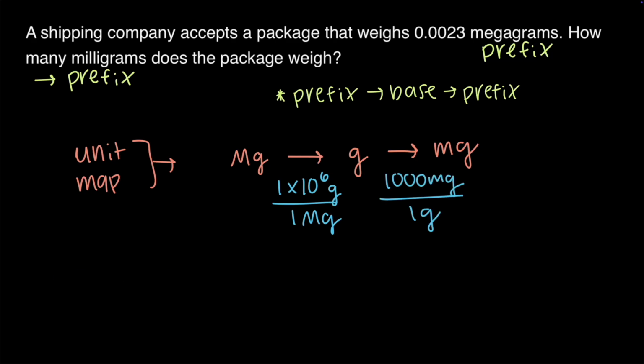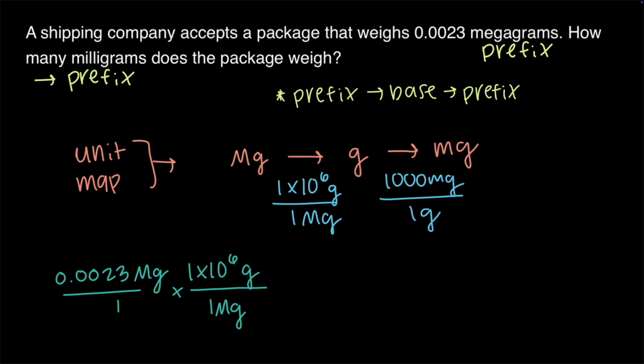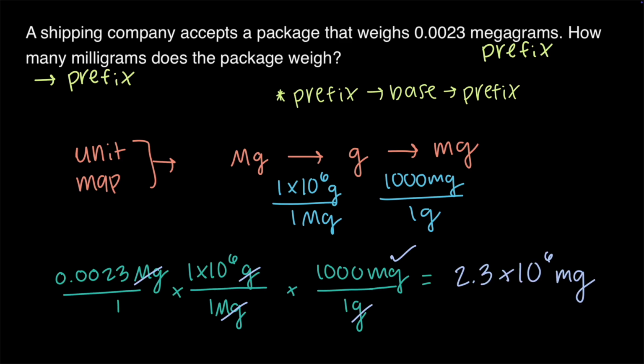We start with 0.0023 megagrams over 1. In the next fraction, we put 1 megagram on the bottom and 1 times 10 to the 6 grams on the top. In the second fraction, we put 1 gram on the bottom and 1,000 milligrams on the top. The megagrams cancel out and the grams cancel out. We are left with milligrams, the unit needed for the final answer. Multiplying and dividing all values, we get 2.3 times 10 to the 6 milligrams.